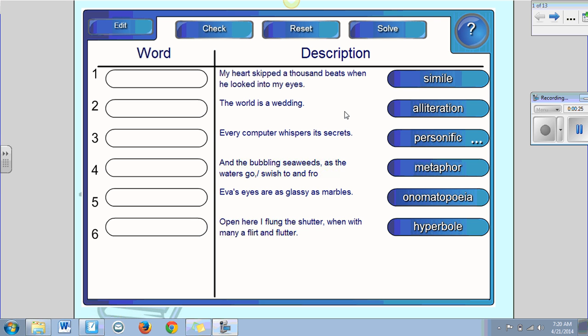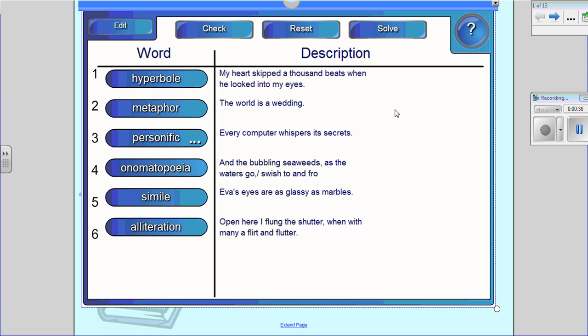Please hit pause, and then when you are done matching up the description with the type of figurative language, hit play again. All right, so here are your correct answers. Please go ahead and check yours.